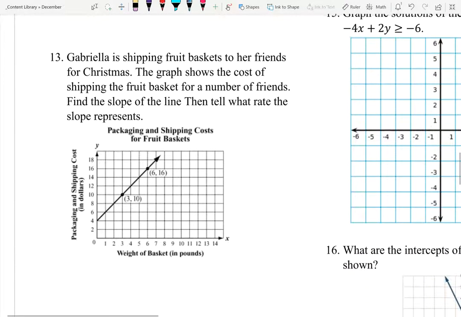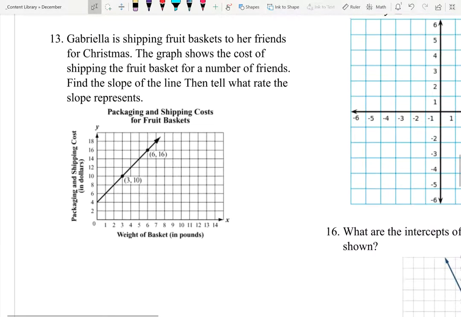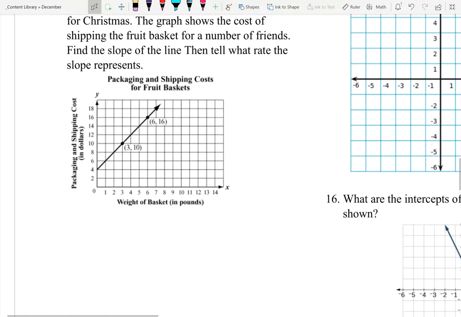Number 13. Gabriella is shipping fruit baskets to her friends for Christmas. The graph shows the cost of shipping the fruit baskets for a number of friends. Find the slope of the line. Then tell what the rate of slope represents. Remember, all these are multiple choice. So tomorrow, when you're looking at it, try and read it. Try to understand which ones make sense and which ones don't.